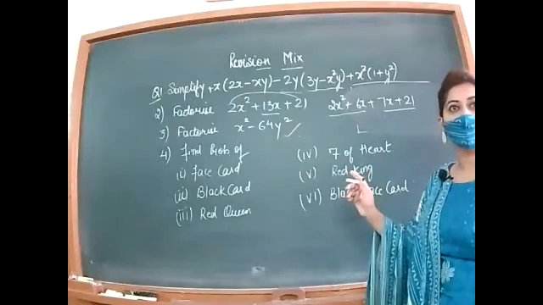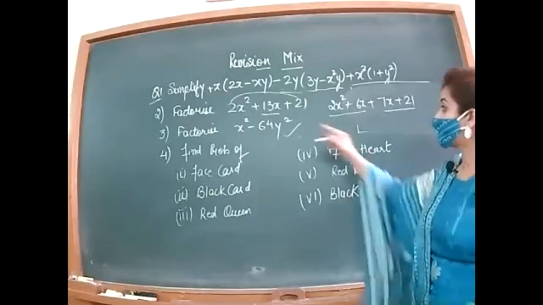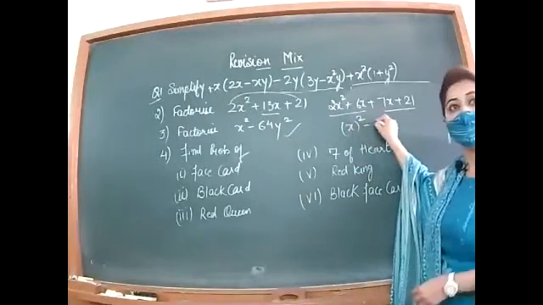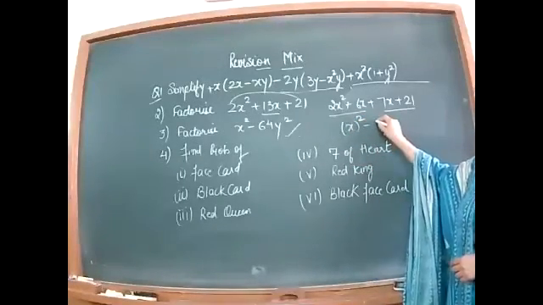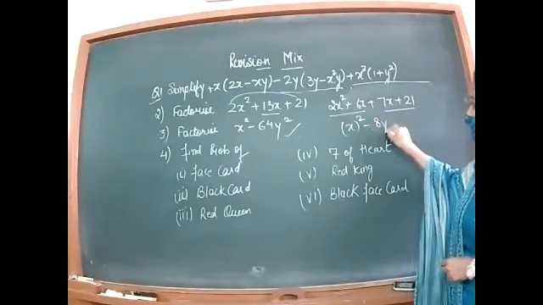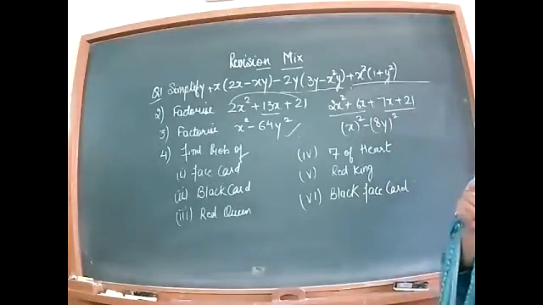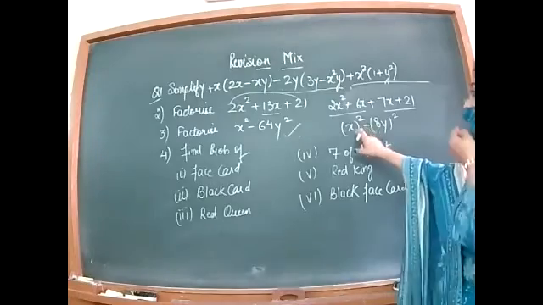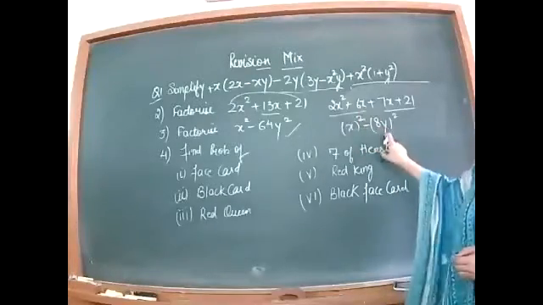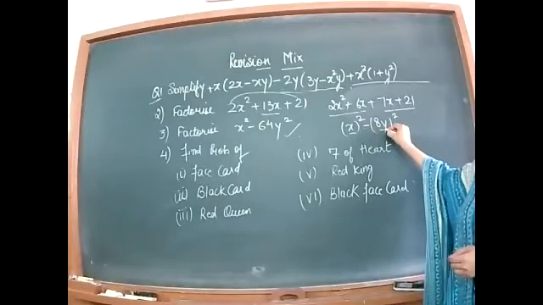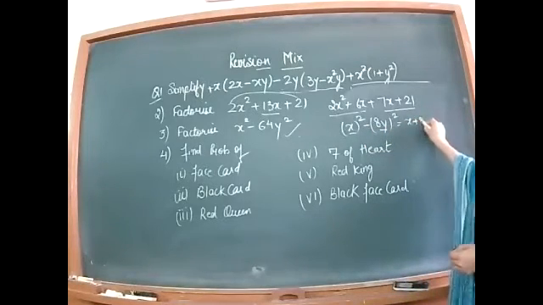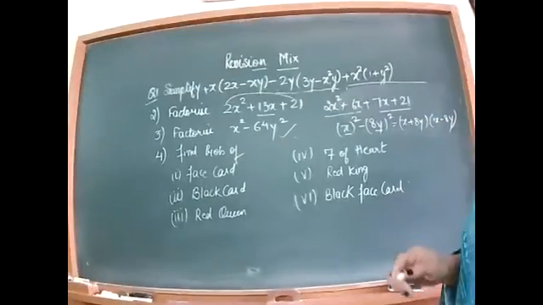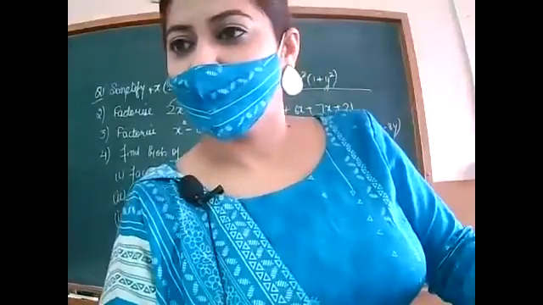What is A here? X square is x square, that is a square minus b. B is 8y whole square. Whenever you are using identity, make sure that you are having perfect square term, and always write the perfect square term in the bracket. This is your a square minus b square. This is a, this is b. Answer will become a plus b, a minus b. So this is your answer.